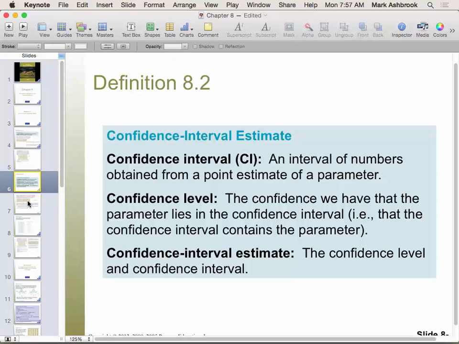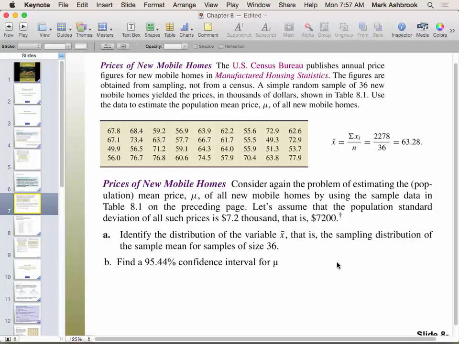So let's look at an example here. So here's prices of new mobile homes. Here's a sample of 36 mobile homes, and there's the mean of this one sample, 63.28 is the mean of our sample. And they're saying that the population standard deviation is 7.2 thousand. So the mean is 63.28 thousand. And what does the mean give us again? What does that number mean? Right, a typical mobile home, or the center of all the data, right? If you're going to pay for a mobile home, it's what you'd expect to pay.